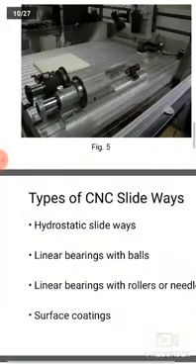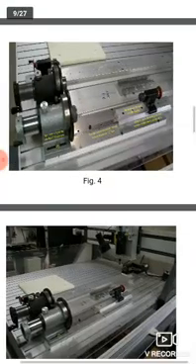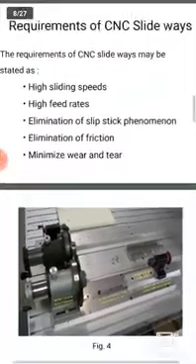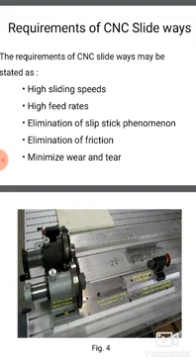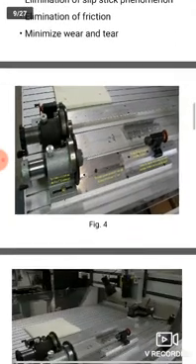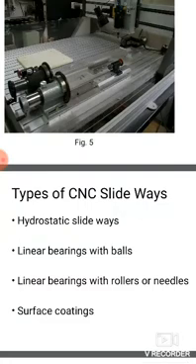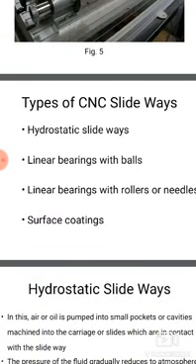Next, types of CNC slideways. What are the types of CNC slideways? Here we have seen the requirements, why we need slideways in a CNC machine: for high sliding speed, high feed rate, eliminating friction. For these we use slideways in CNC. There are different types of slideways in a CNC machine: hydrostatic slideways, linear bearing slideways, linear bearing roller or needle, and surface coating. These are four different types of CNC slideways.